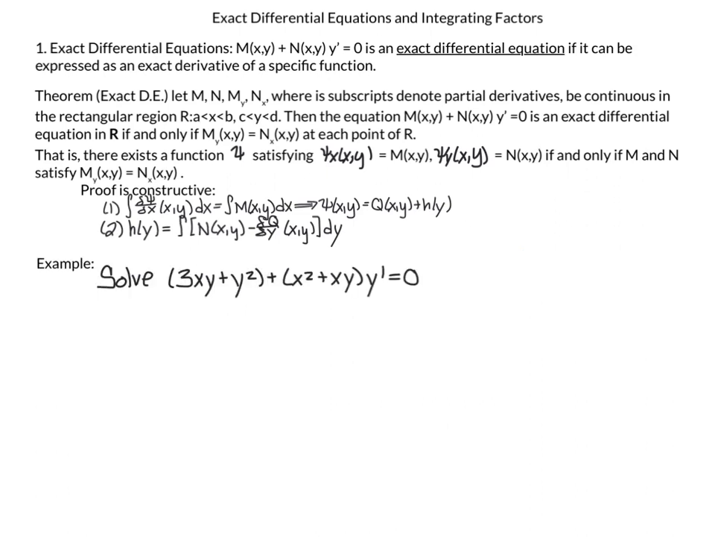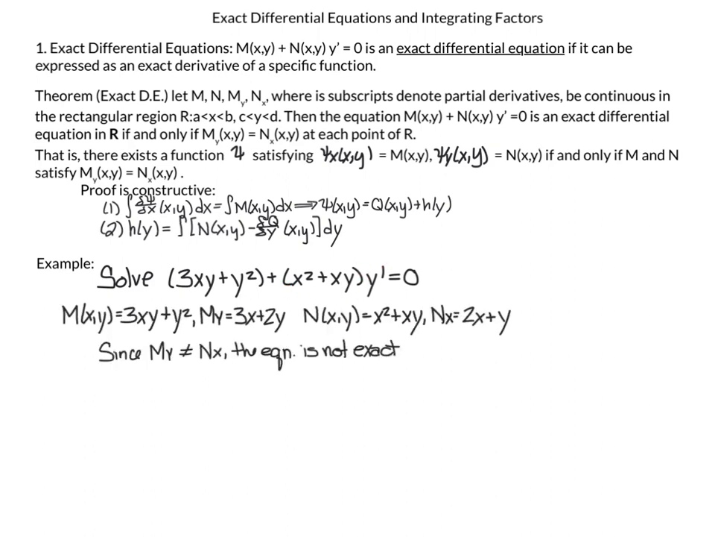One more example before we go on to our next topic. We'll solve (3xy + y²) + (x² + xy)y' = 0. Our M(x,y) is equal to 3xy + y², so the derivative of M with respect to y is going to be 3x + 2y. Our N(x,y) is x² + xy. So our derivative of N with respect to x is 2x + y.